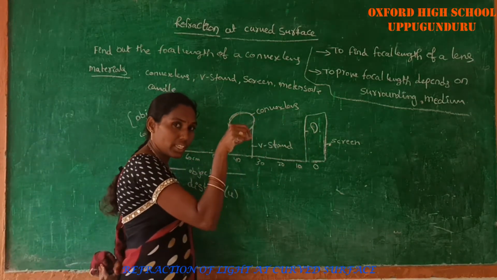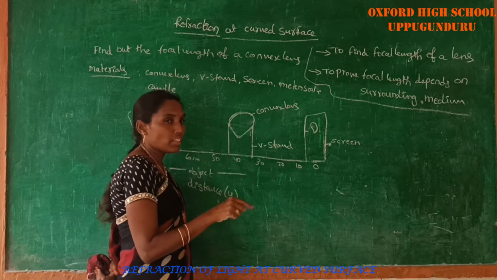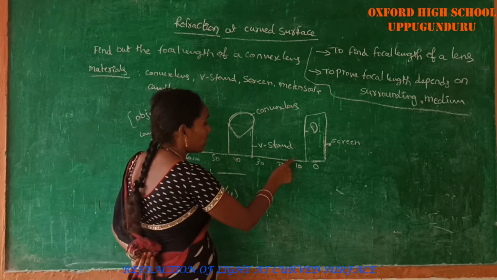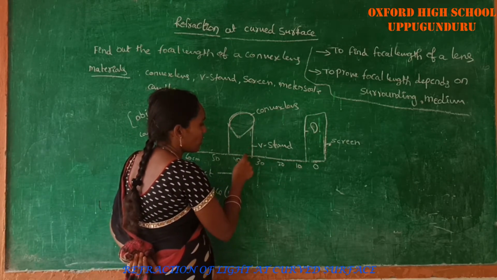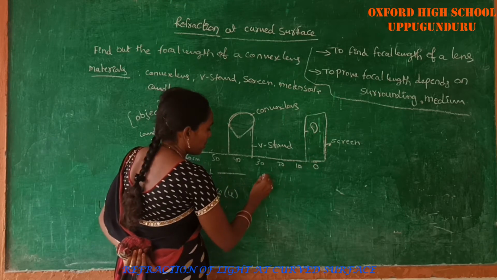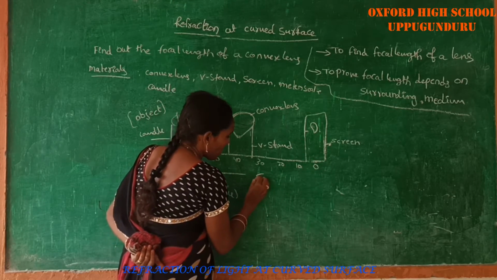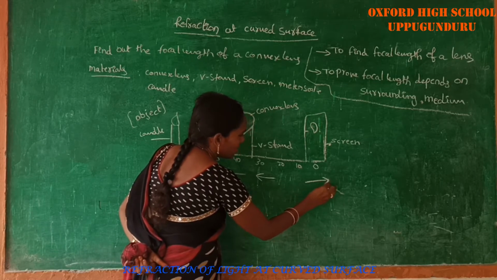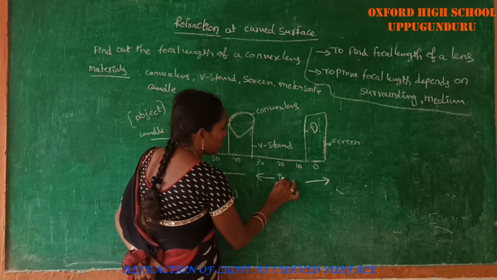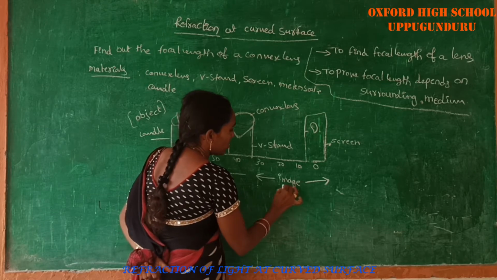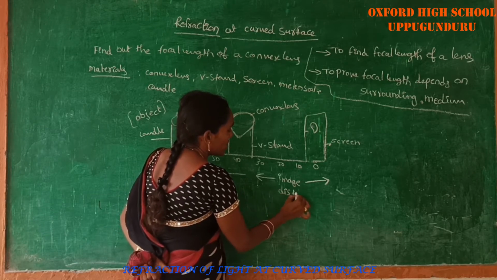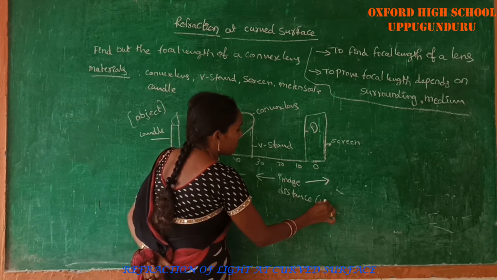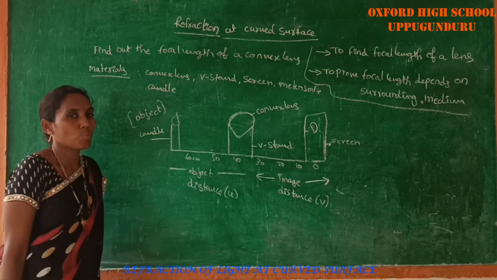We observed the clear image on the screen. After that, we have to find out the distance from the convex lens to the screen. That distance is called the image distance, and the image distance is represented by the letter small v.